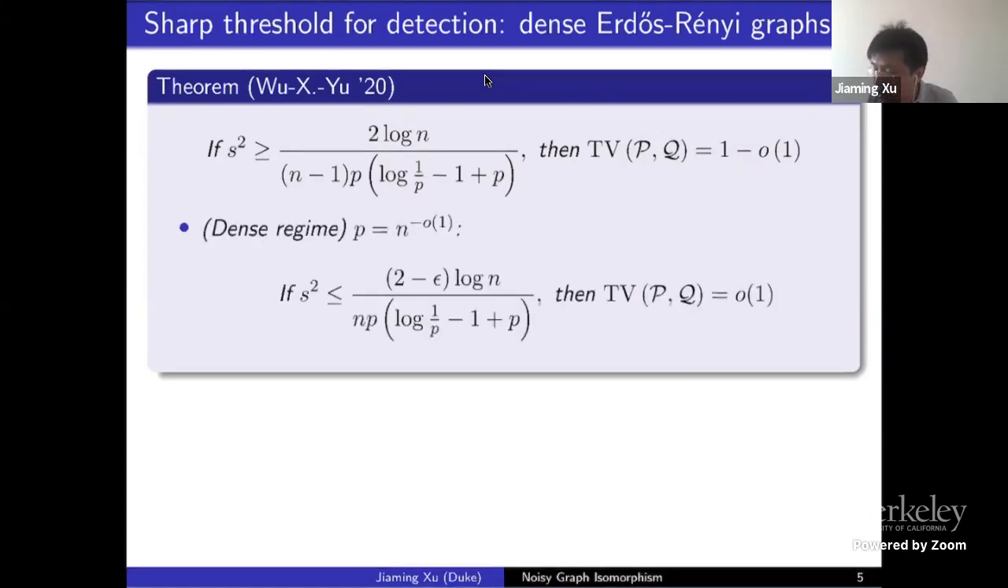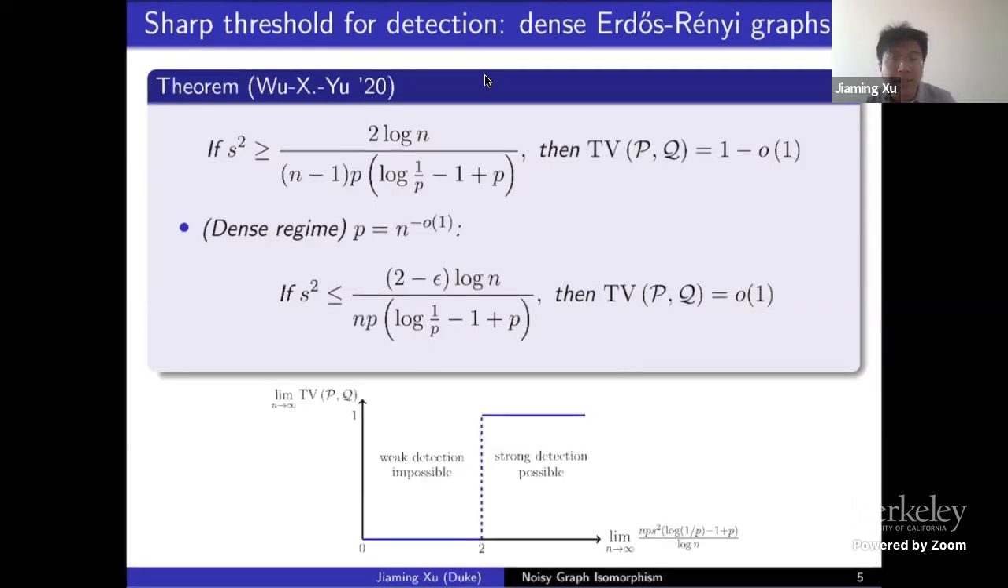Conversely, in the dense regime, when the edge probability p scales as n to the power of minus little o of 1, then we almost get a matching negative result. So when s squared is less than or equal to 2 minus epsilon times log n divided by this expression, where epsilon is any arbitrarily small positive constant, then the total variation distance converges to 0.